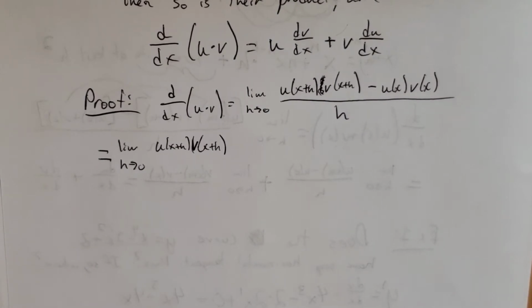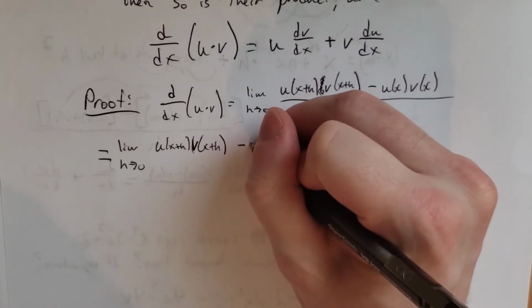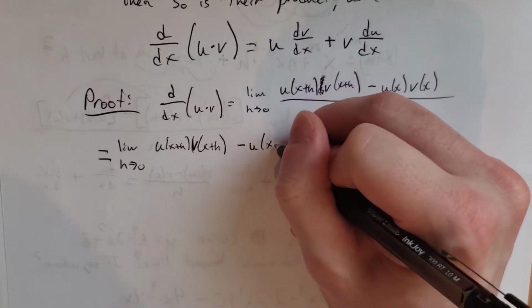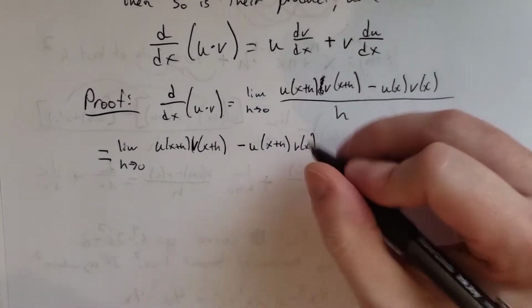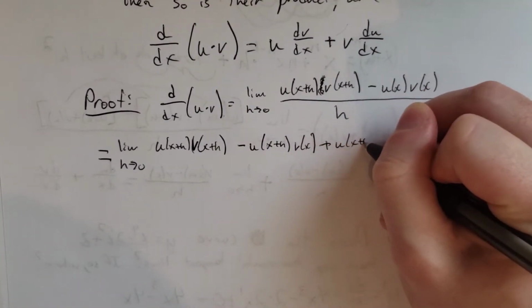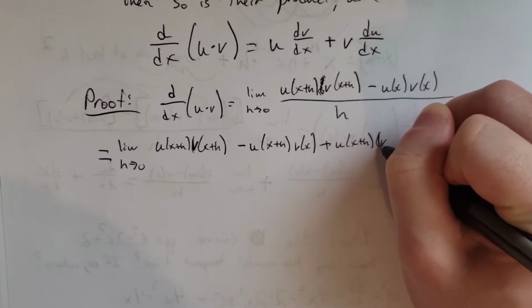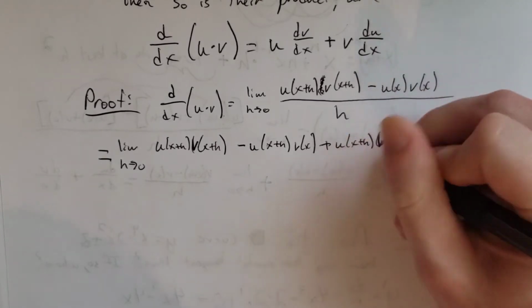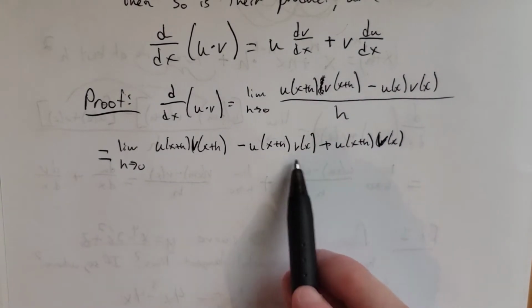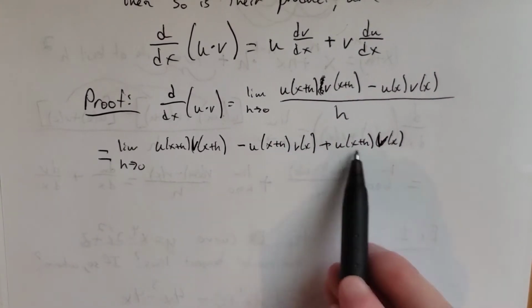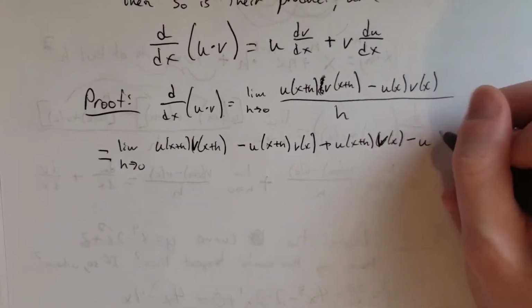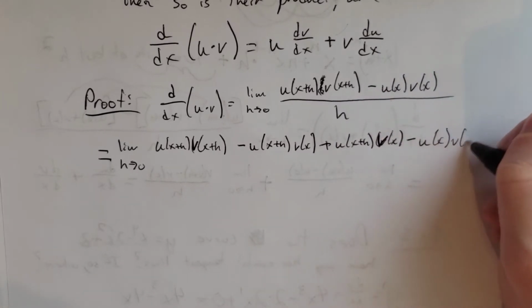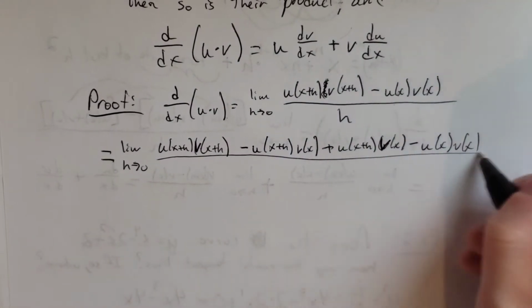And here's what we're going to do. We're going to add and subtract the same term. So here's a little trick we can do. We're going to subtract u of x plus h times v of x, but we're going to add that same term, u of x plus h times v of x. So really we're just adding 0 here, so this is completely allowed, and we'll see why this is useful in just a minute. But then we still have our minus u of x times v of x here, all divided by h.